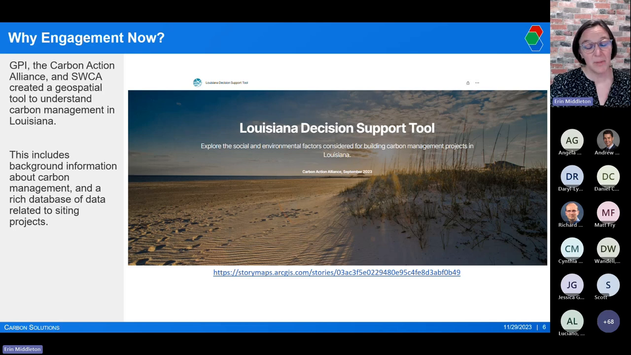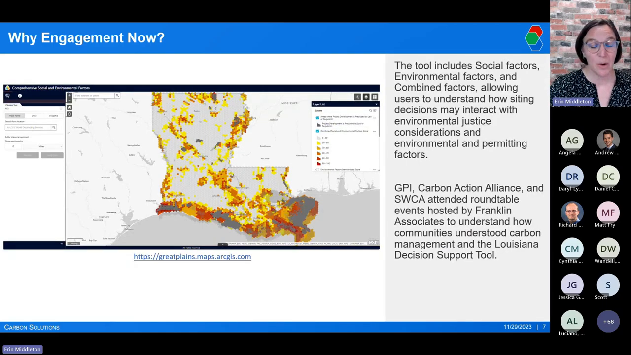I'll go over this briefly because it could be an entire presentation on its own. But because this was one of the things that we went over with the roundtable, I want to discuss it a little bit. GPI, Carbon Action Alliance, and SWCA created a geospatial tool to understand carbon management. In addition to the tool, they also have some really helpful information about what carbon management is, so that if you're new to this space, it provides some information as well as information about siting. And this is kind of what the tool looks like when you have several of the layers together.